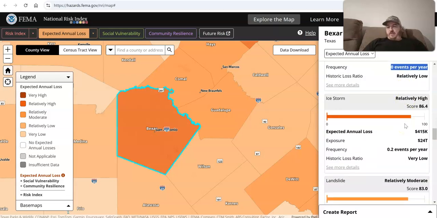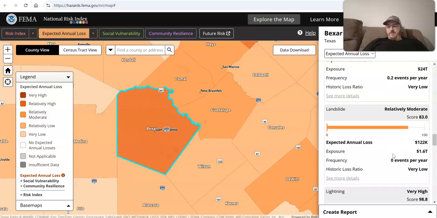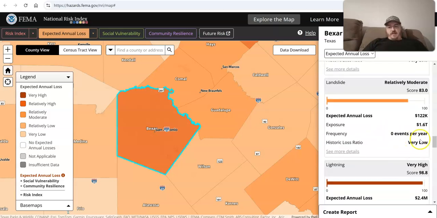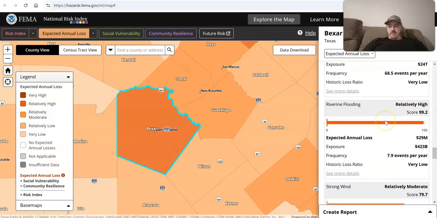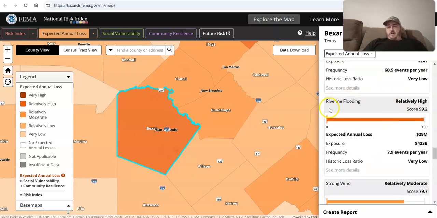We're not really getting any serious storm here. Ice storms, I think this falls in line with hail, although they obviously define it differently, and we have it less often. Landslides, 0 a year, right? Lightning, okay, lots of lightning happens here. Well, that's not too surprising.